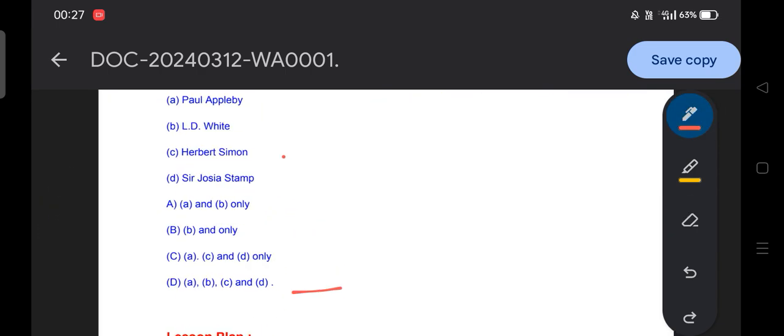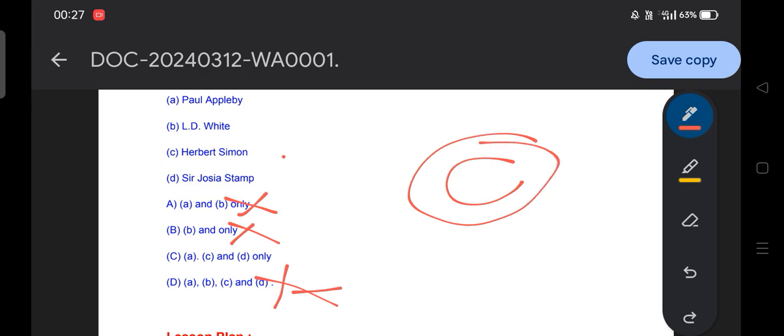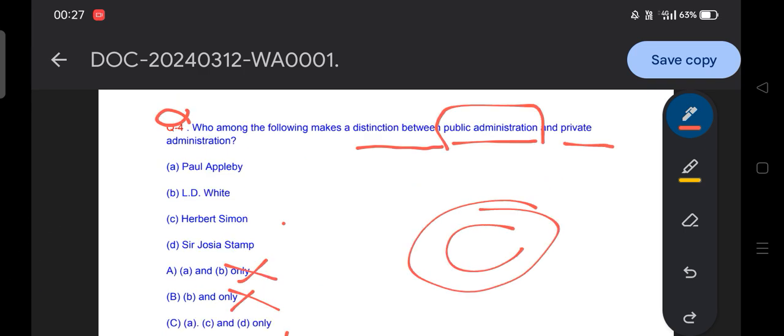So option B, where is option B? You can eliminate this, and the remaining one is C. So the answer is C.